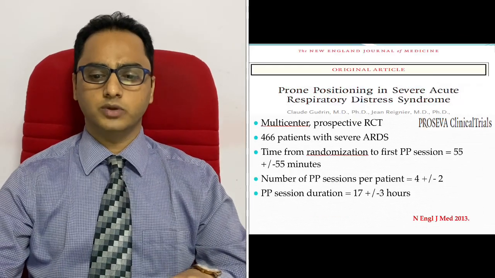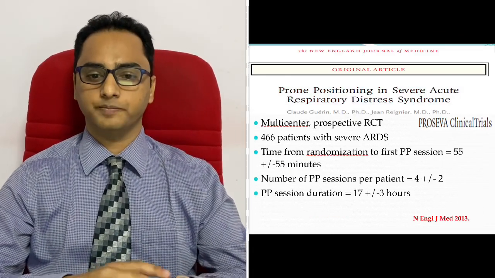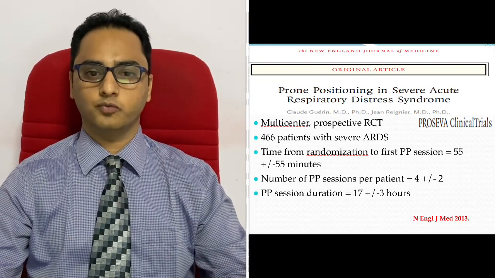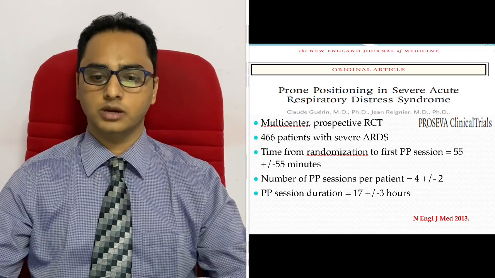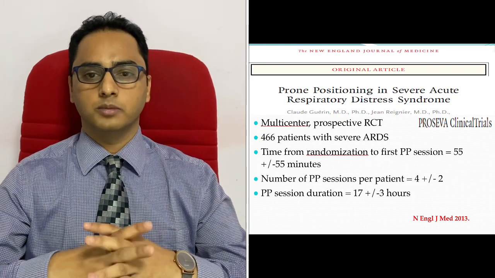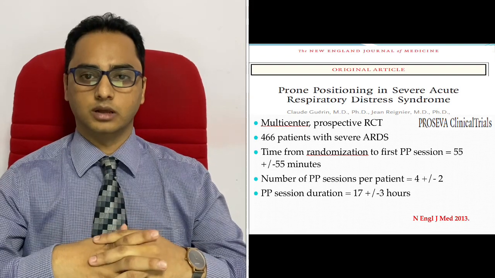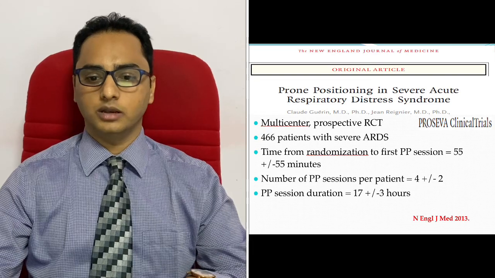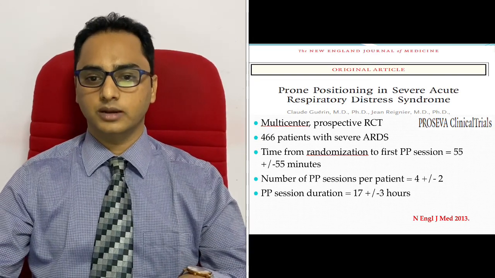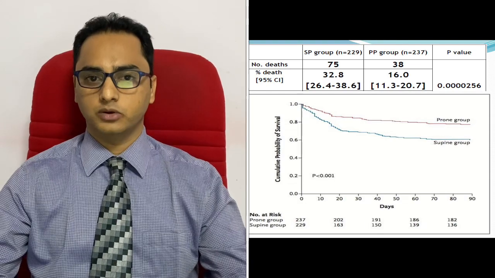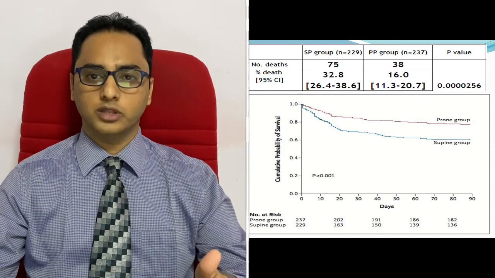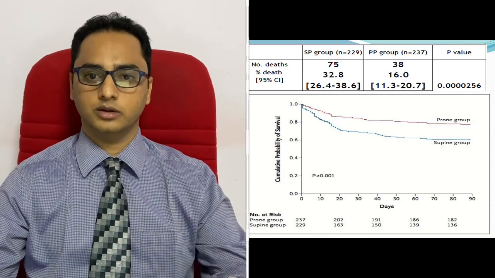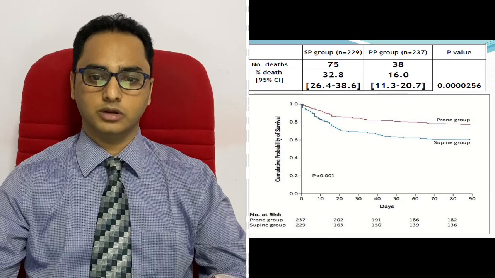This is a landmark trial published in 2013, the PROSEVA trial. A good randomized controlled trial, multicenter, prospective, they included near about 466 patients with ARDS. They gave prone sessions of an average of 17 plus or minus 3 hours. Fantastically, it showed mortality benefit. Mortality in the prone group was significantly less compared to the supine patients. They proned patients with a PF ratio of less than 150 within 48 hours of diagnosing ARDS, with good clinical outcome.